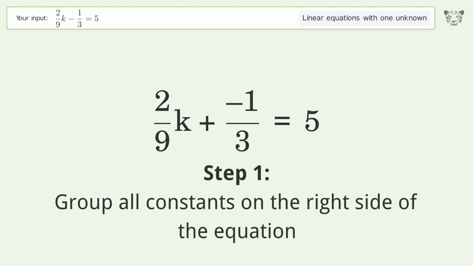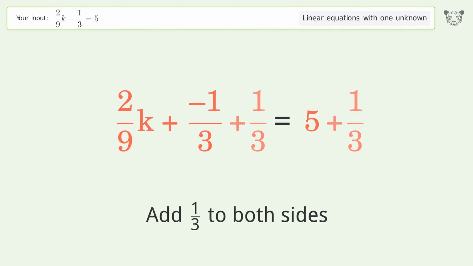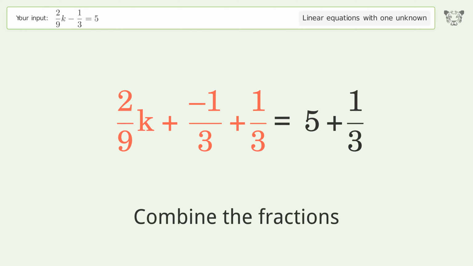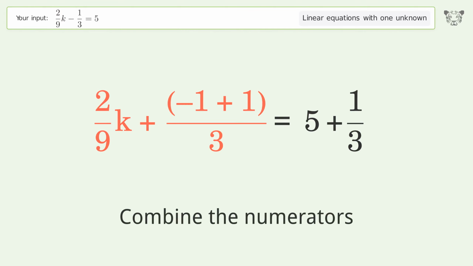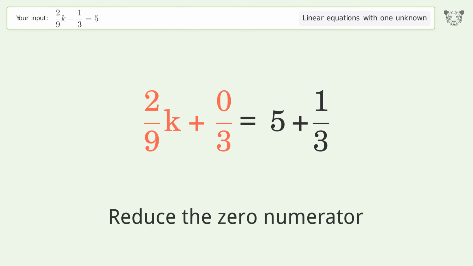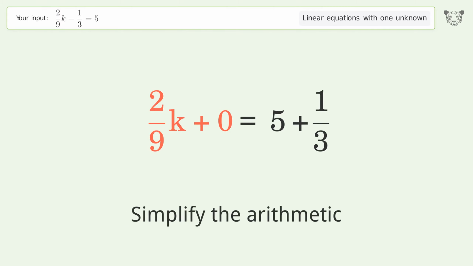Group all constants on the right side of the equation. Add 1 over 3 to both sides. Combine the fractions. Combine the numerators. Reduce the zero numerator. Simplify the arithmetic.